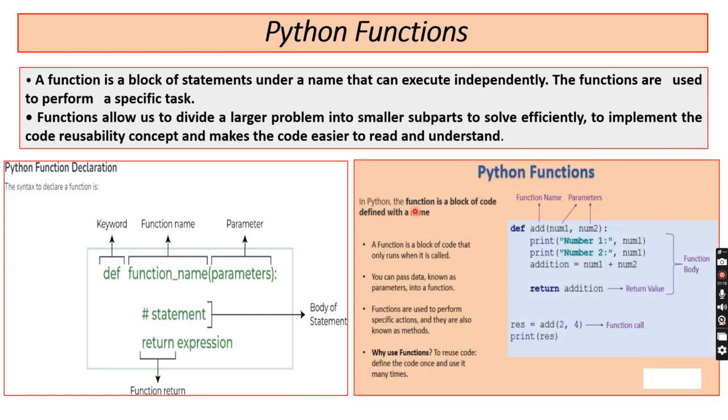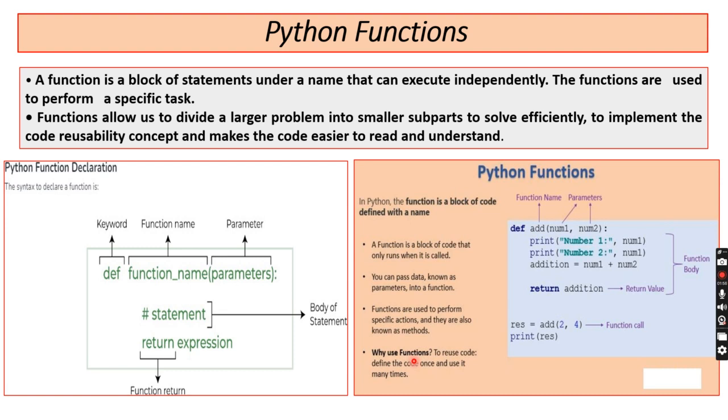In Python, a function is a block of code defined with a name. That name is called the function name. It is a block of code that only runs when it is called. When we call the function, then only the function is executed. You can pass data known as parameters, which are defined in the parentheses after the function name. Functions are used to perform specific actions and they are also known as methods.